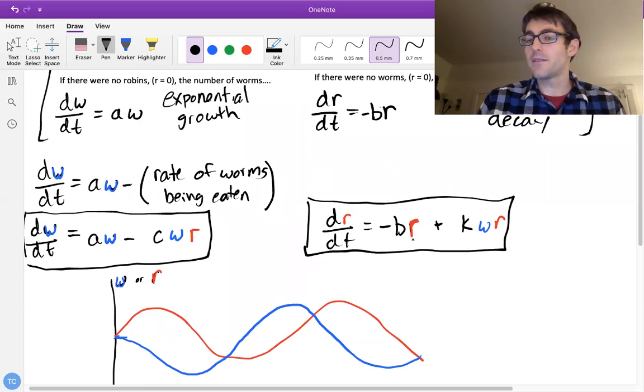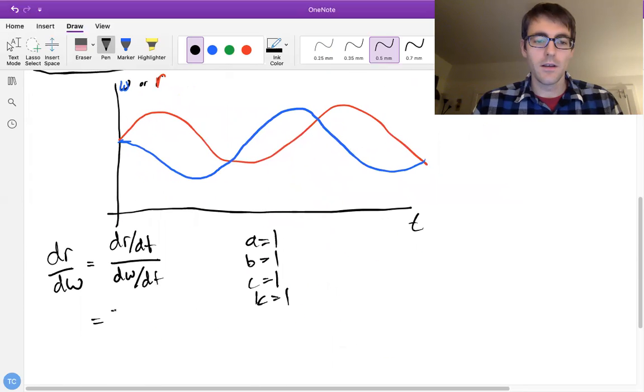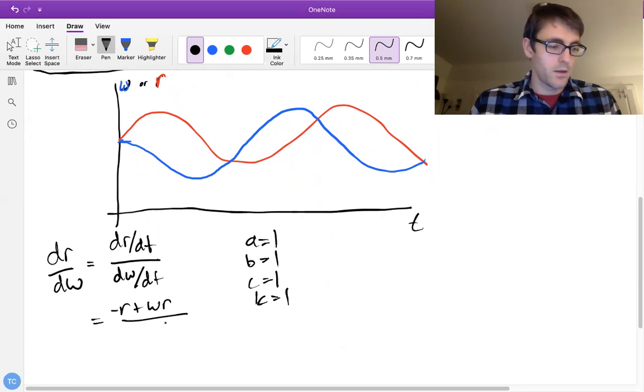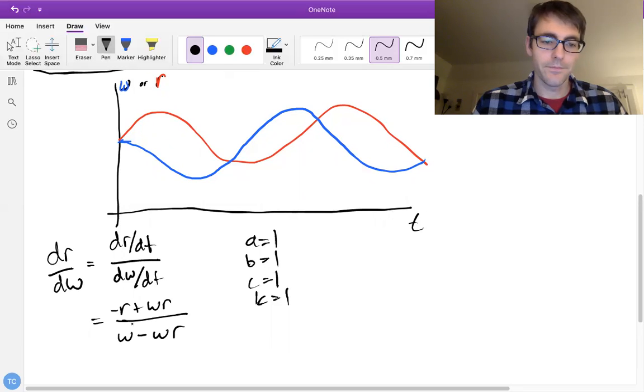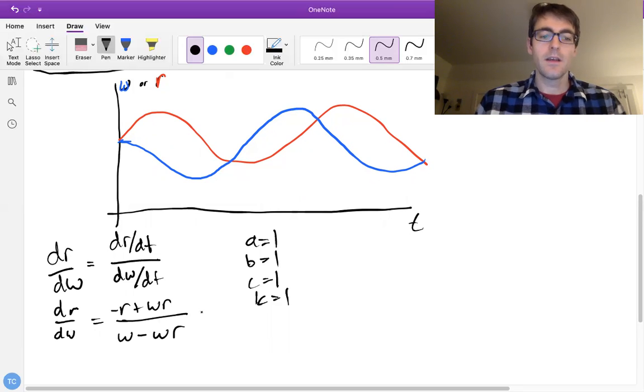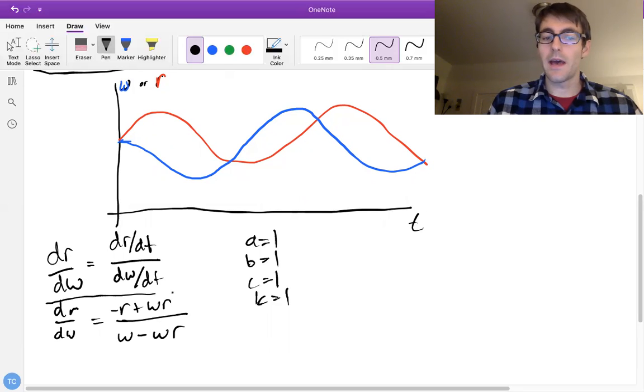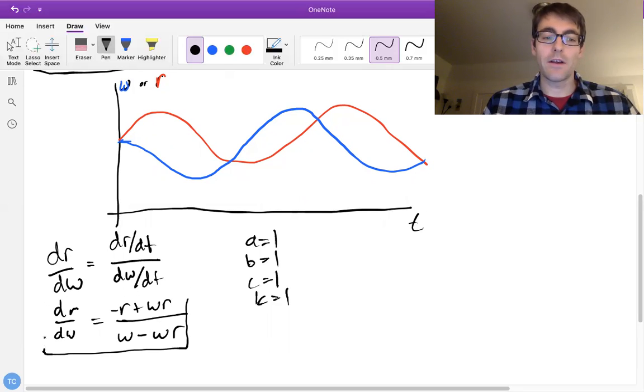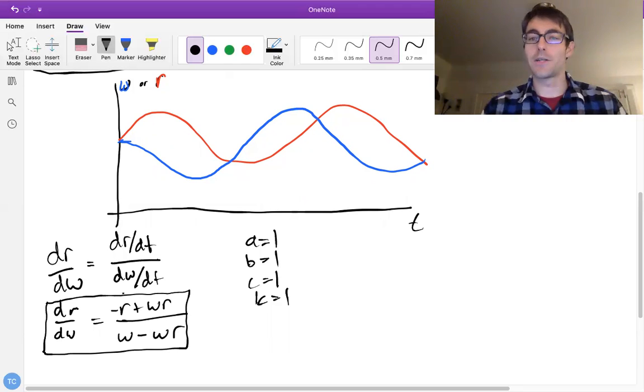Because of that, we can just write down what dr/dt is. With the ones, we get negative r plus wr. And in the denominator, we have w minus wr. Cool. So this is dr/dw. This is a perfectly valid differential equation. We now only really have a pair of variables. This is the normal type of differential equation we've been talking about. And probably the easiest way to understand what's going on here is to look at a slope field.